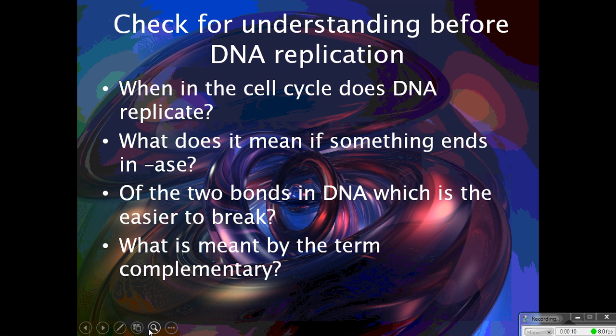Before you start this lecture, you should know the answers to these basic questions. Please think about it for one moment and make sure that you understand each of these topics. When in the cell cycle does DNA replicate? If something has the suffix "ase," what does that mean? If there's two bonds in DNA, which one is the easier to break? And what is meant by the term complementary? Pause the video now and make sure that you know the answers to each of these questions.